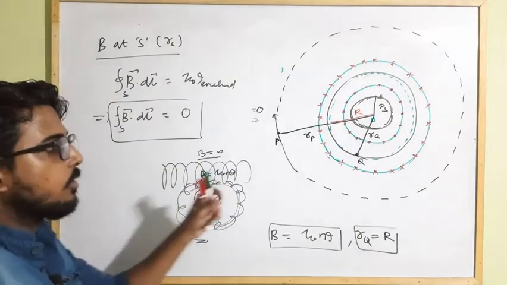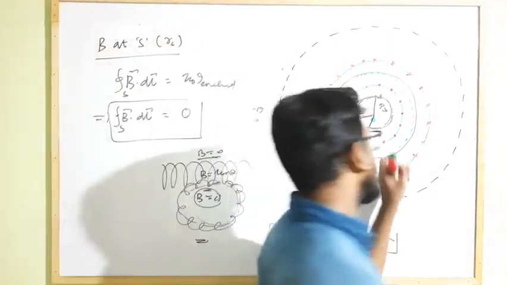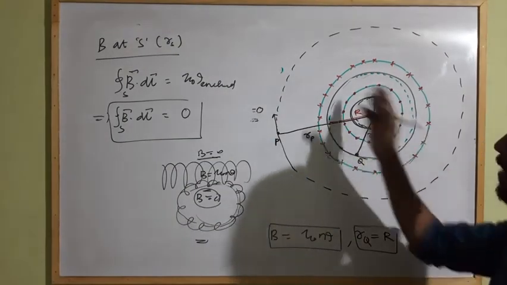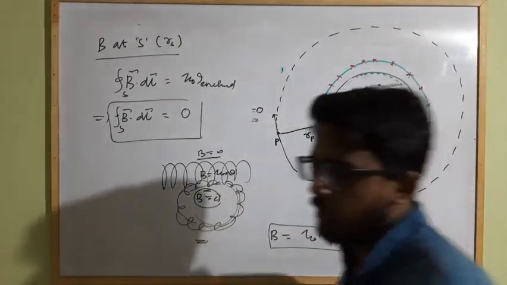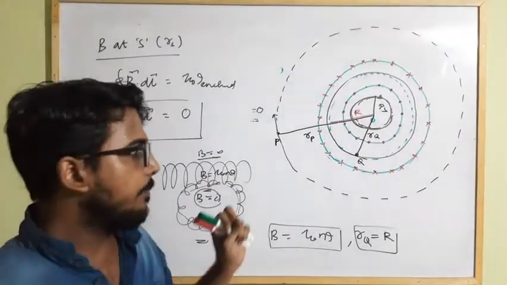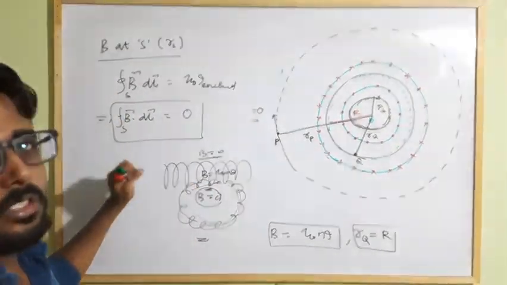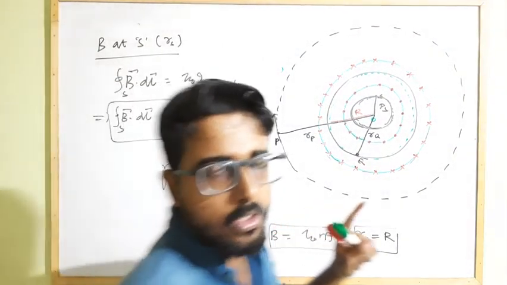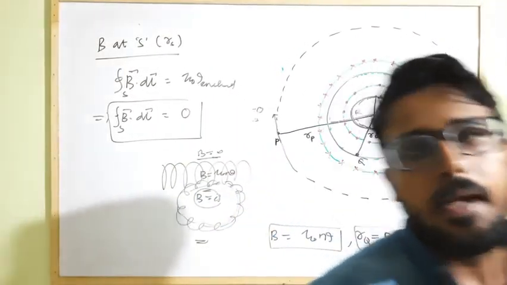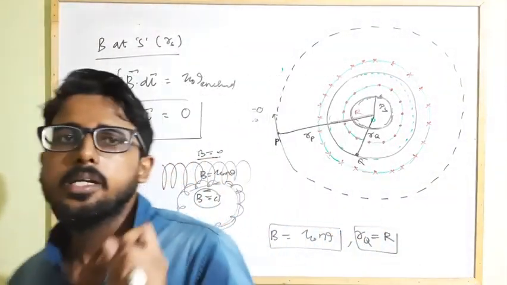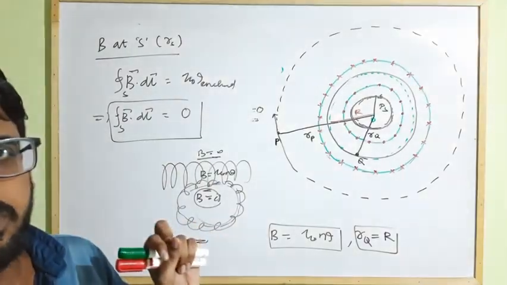Clear? So for a toroid the magnetic field only exists within the tore, which is equal to mu naught n I in strength, and outside the toroid and within the toroid the magnetic field strength will be 0. Clear? So this is the application of Ampere's circuital law to find the magnetic field strength due to an ideal solenoid at different positions and due to a toroid at different positions. Clear?